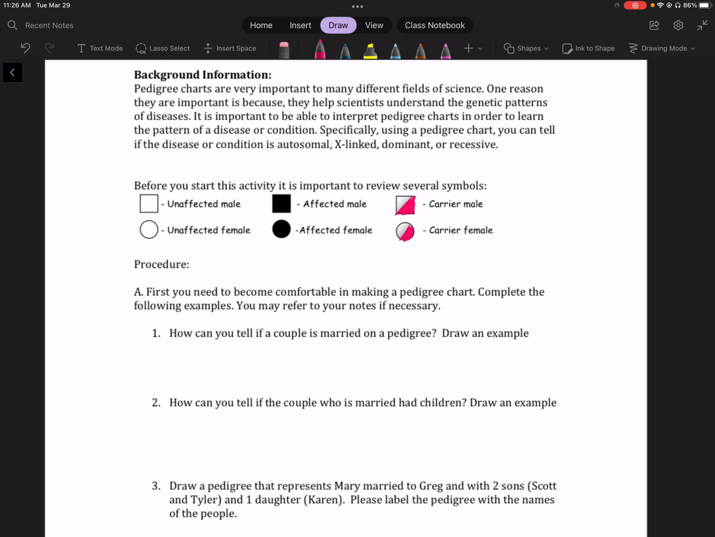Now, with carriers, we also saw them as heterozygous because they have an allele for a trait that is not shown in the phenotype. So this lowercase letter would be the carrier. Now, the other thing about this is that we don't always know who the carriers are. Sometimes they are labeled as carriers and sometimes they're not. So we just make sure that you know what it looks like just in case they ever give it to you.